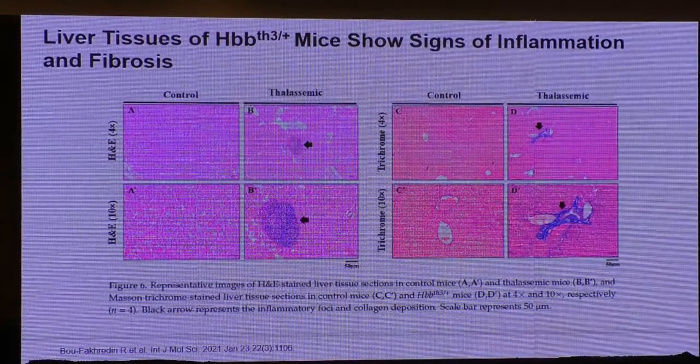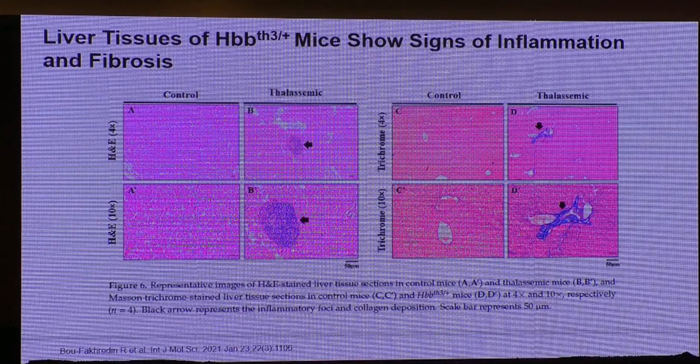Then we wanted to see, okay, what's the effect of this iron overload-induced oxidative stress from cytochromes on the liver? So we looked at these liver tissue sections, and we measured using H&E and Masson's trichrome staining. We looked at inflammation and fibrosis, and we actually could see signs of inflammation and fibrosis in the thalassemic mice compared to control. So actually, we were the first to describe the role of cytochrome P450 being involved in beta-thalassemia.